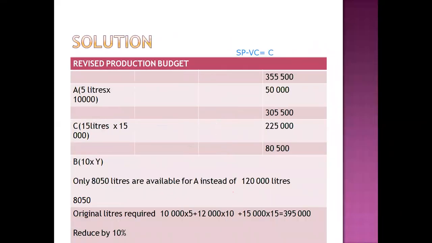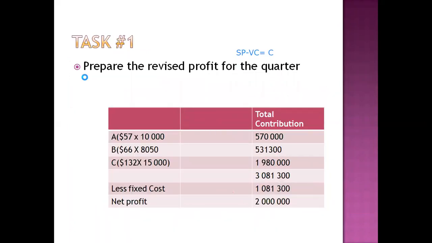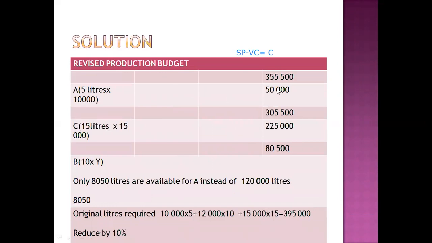All right. So this is how I got the available units. The available units is 355,500. We deduct the units that are required by A, which is 50,000. Then we get 305,500. Then we deduct the units that are required by C. Why are we saying C for the second time? C is number 2. It's rank number 2. We need to produce all the units for C. Then we get 225,000.